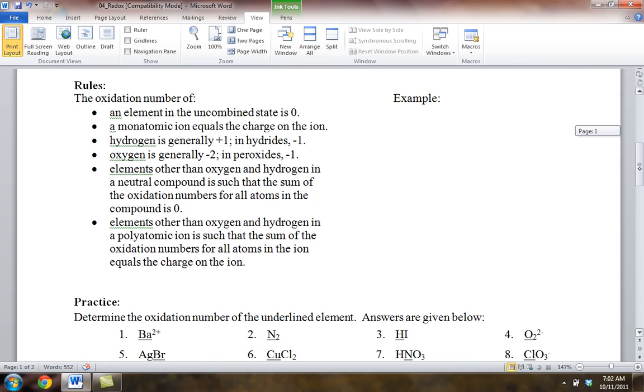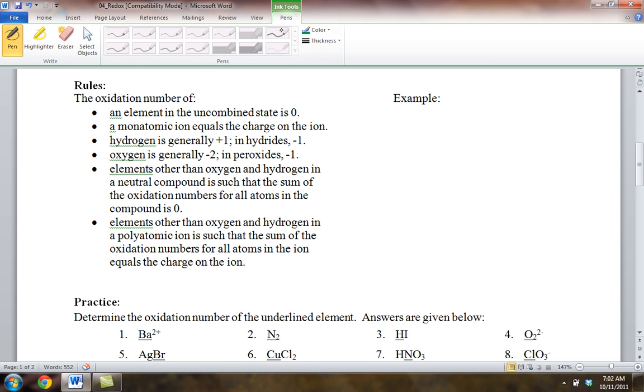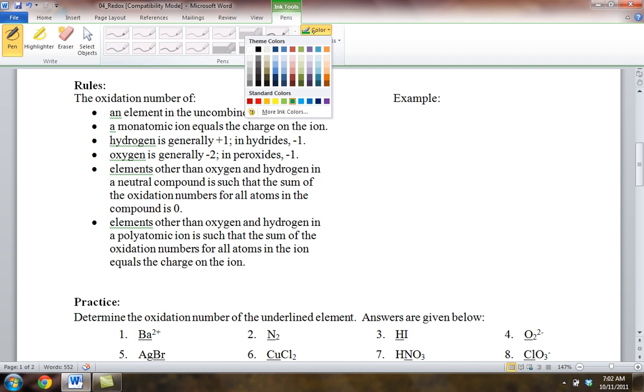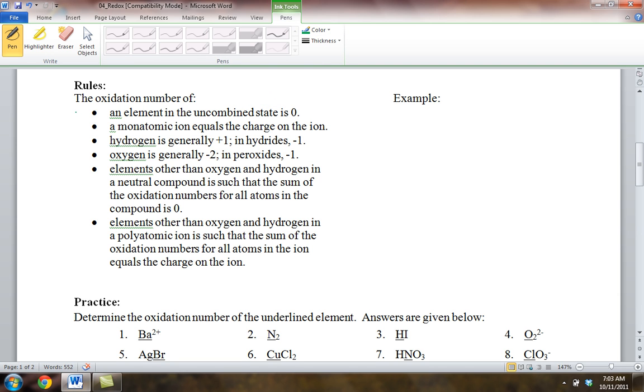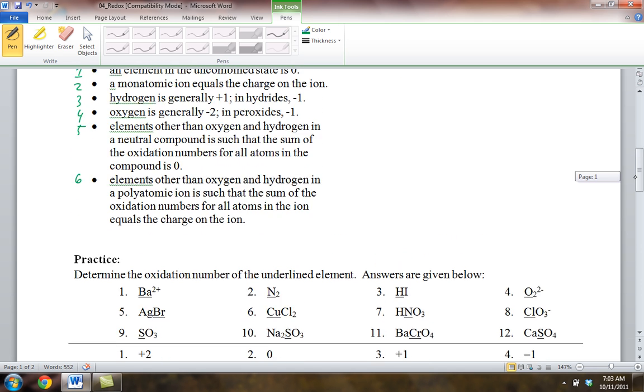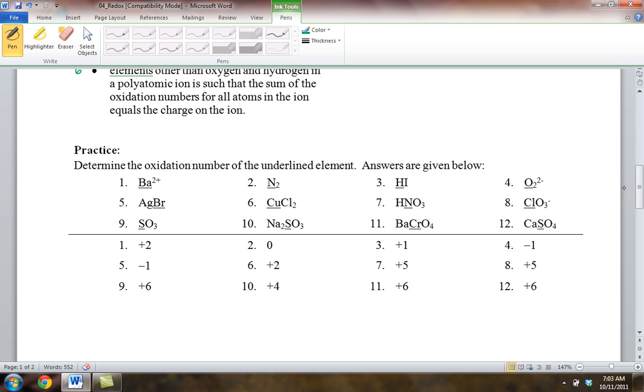So in order to assign oxidation numbers, we have a few rules. Right here we have six rules. An element in an uncombined state is 0. While I'm going over these rules, I'm going to show you what's happening down here in this practice section. The top part of this are your questions, and the answers are down at the bottom.